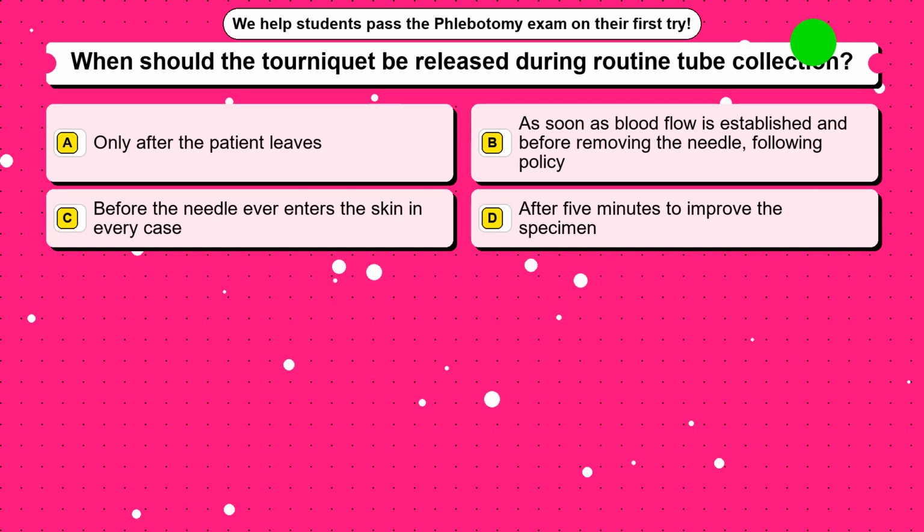Question 30. When should the tourniquet be released during routine tube collection? Option A, only after the patient leaves. Option B, as soon as blood flow is established and before removing the needle, following policy. Option C, before the needle ever enters the skin in every case. Option D, after 5 minutes to improve the specimen.